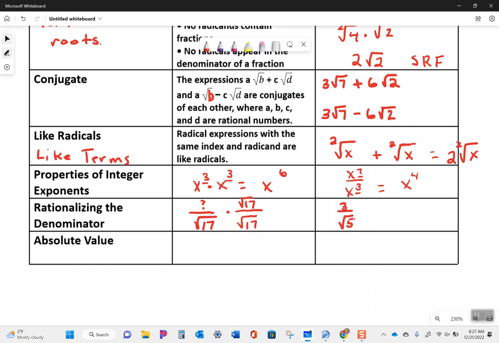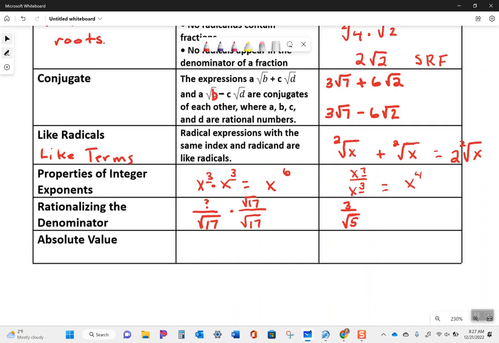Is 5 a perfect square? No. If I had 3 root 5 as an answer, I would say I need to rationalize this. Rationalizing means you cannot have the denominator have a root in the bottom. You've got to have some kind of an integer down there, okay?